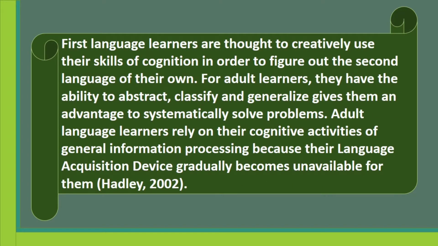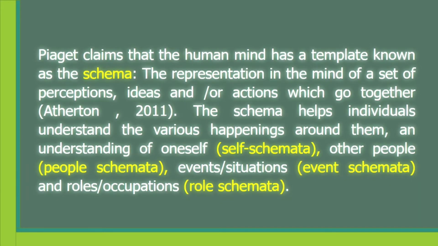First language learners are taught to creatively use their skills of cognition in order to figure out the second language of their own. For adult learners, they have the ability to abstract, classify, and generalize, which gives them an advantage to systematically solve problems. Adult language learners rely on their cognitive activities of general information processing because their language acquisition device, or LAD, gradually becomes unavailable for them.